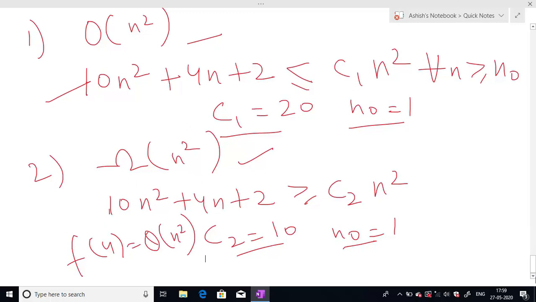So this concludes the topic types of asymptotic notation. Hope these concepts are clear to you. In the next video, we will discuss some examples for calculating the complexity of the algorithm. Thank you.